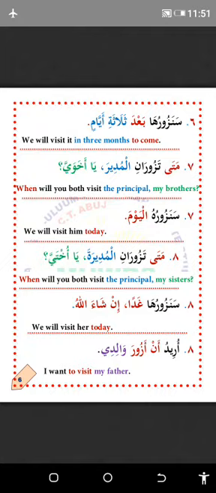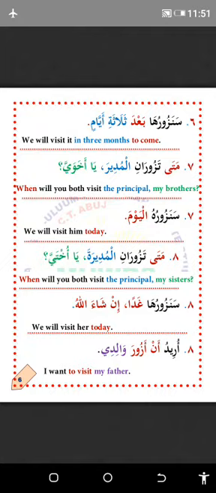Number 8. متى تزوران المدير يا أختي؟ When will you both visit the female principal, يا أختي, my sisters? متى تزوران المديرة؟ So how many sisters of mine am I asking? 2 sisters. متى تزوران المديرة؟ When will you both visit the female principal?